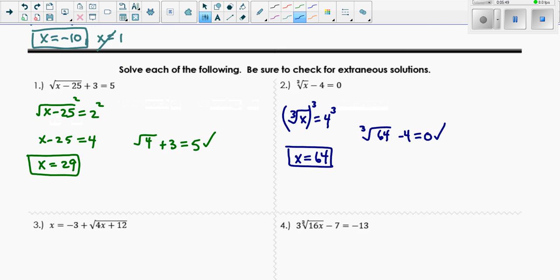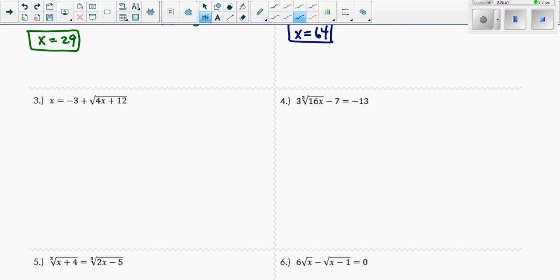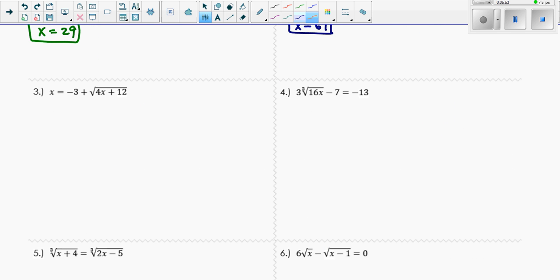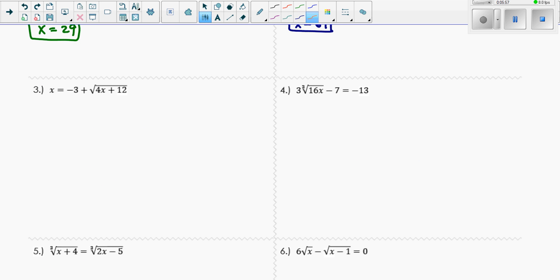Okay, let's try another one. Alright, my goal when I have a radical is to get the radical by itself so I can undo it. Sorry, this is jumping all over. So, in order to get the radical by itself, I want to add 3 to both sides. So I get x plus 3 equals the square root of 4x plus 12.